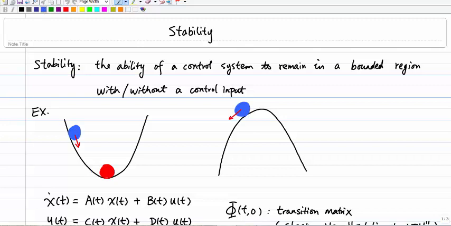This is the shape of the surface we have. As you could imagine, the ball will go down and possibly go back and forth a couple of times and then settle down at the bottom of this point, assuming that we have friction, of course.